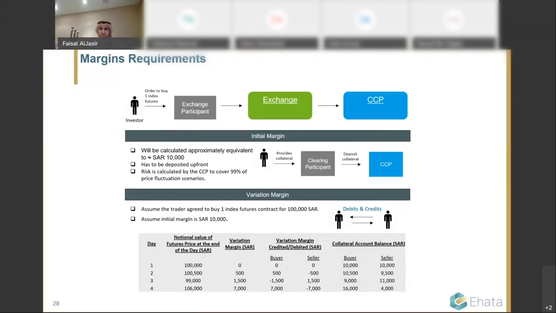The variation margin, this part is important. It gives you a sense of what happens if you have just invested and you're actually monitoring your account. It gives an example of somebody who bought one index contract of 100,000 and put up an initial margin of 10,000. The first column shows the position at 100,000.